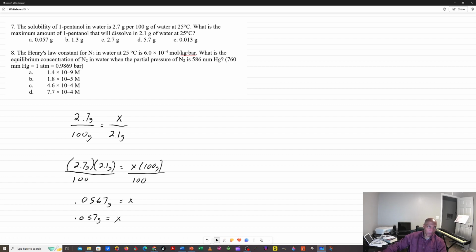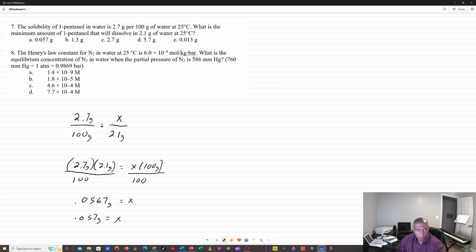Henry's law constant for nitrogen in water at 25 degrees Celsius is 6.0 times 10 to the negative 4 moles per kilogram per bar. And I don't like this question because the Henry's law problem that I worked in class, the pressure was in atmospheres, wasn't it? And the concentration was in moles per liter. This one is in moles per kilogram. Don't let that stop you, guys.